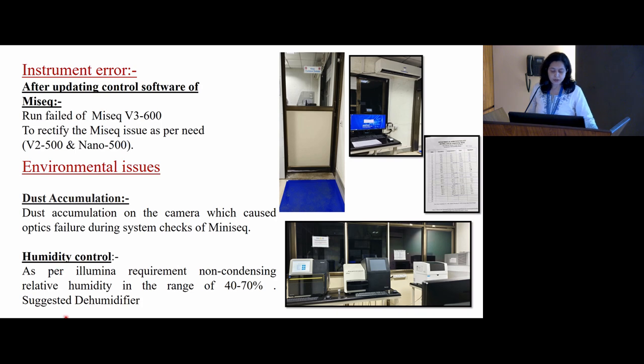Also humidity control. As per Illumina guidelines, the relative humidity should be between 40 to 70%. In an area like Mumbai, humidity is really very high. So ideally you should put in a dehumidifier, but you can keep the ACs on and make a dust-free area with less access to the controlled area. You can also maintain a humidity chart every day, with a temperature log, temperature monitoring and a humidity controller. That can help you reduce these kinds of errors.